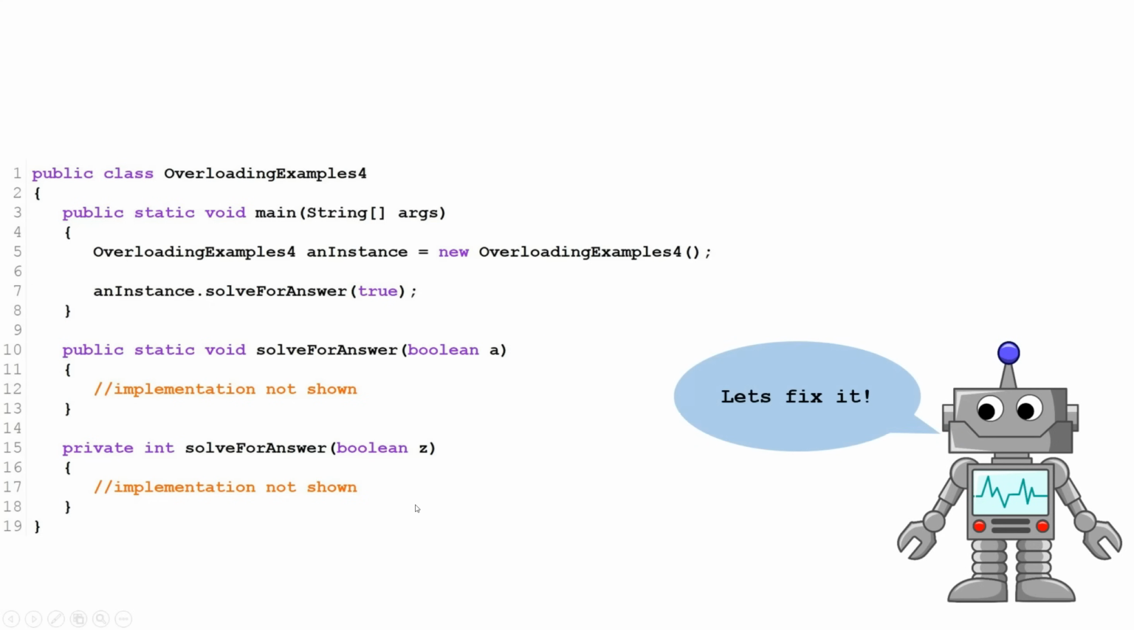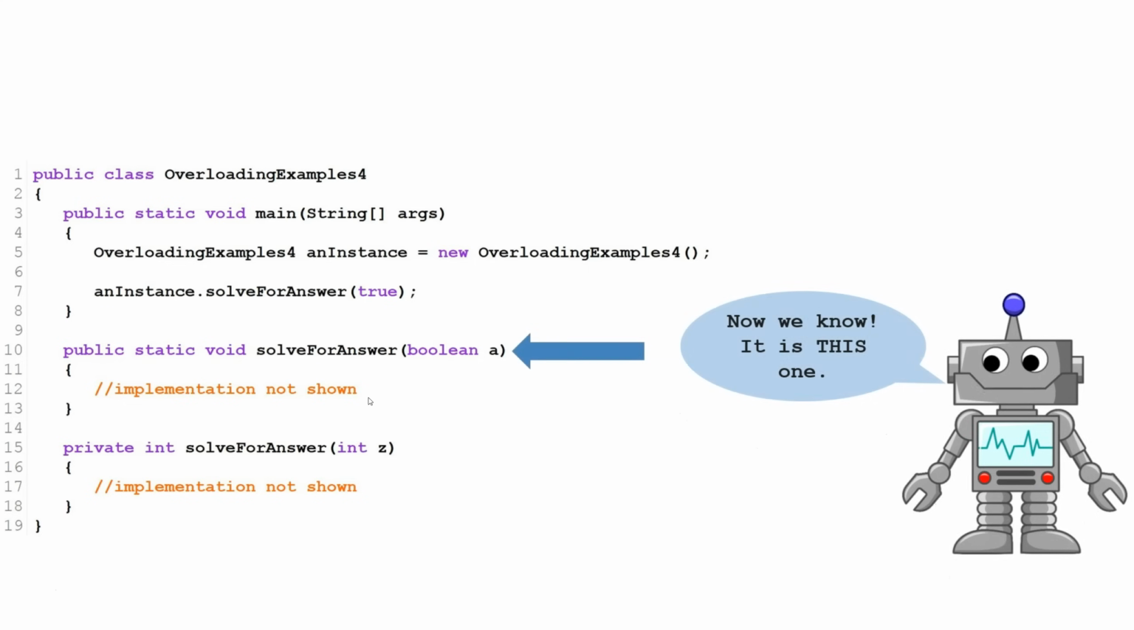Let's correct this. The second one we're going to change from Boolean to int. Now we have one solveForAnswer with a Boolean parameter and another with an int parameter. Now when we call solveForAnswer with one Boolean argument, it knows which one to go to.